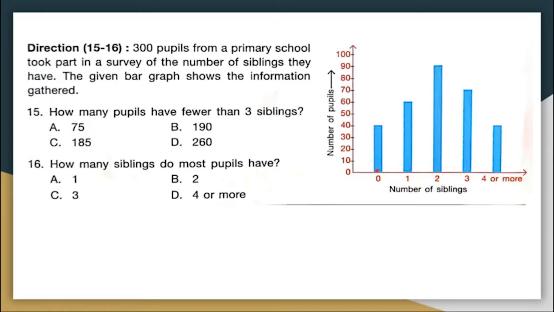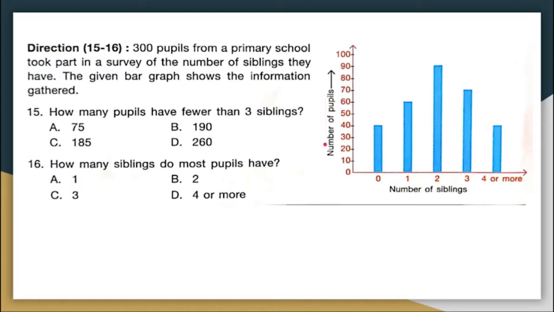When you have a bar graph given in a question, you have to know how to read the bar graph. Every bar graph will have a y-axis. See this vertical line, I am moving my pointer along it. This is called the y-axis. And this horizontal line is called the x-axis. In the x-axis, they have given the number of siblings, and the information given in the y-axis is the number of pupils. Pupils means students. So the y-axis represents the number of students.